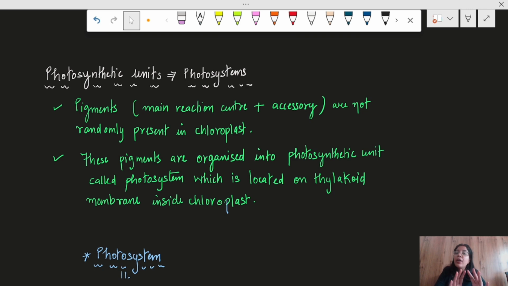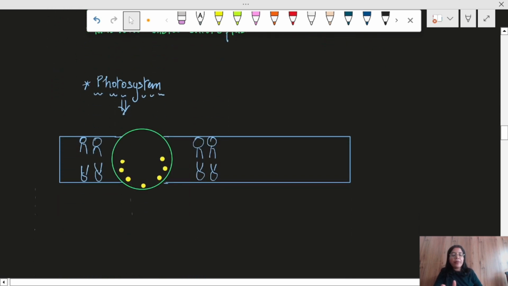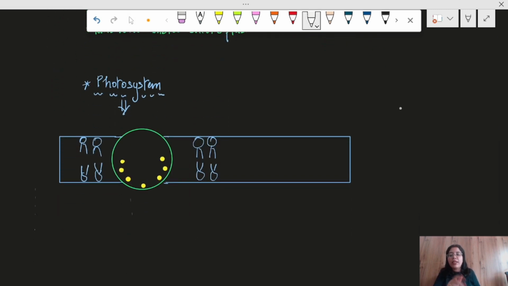They are present on the thylakoid membrane. Not randomly, they are organized in a particular system which is called photosystem, in a particular unit which is called photosystem. So these pigments are organized into a photosynthetic unit called photosystem, and these photosystems are present on the thylakoid. This is what I have written. Now I will show you how a photosystem looks like.